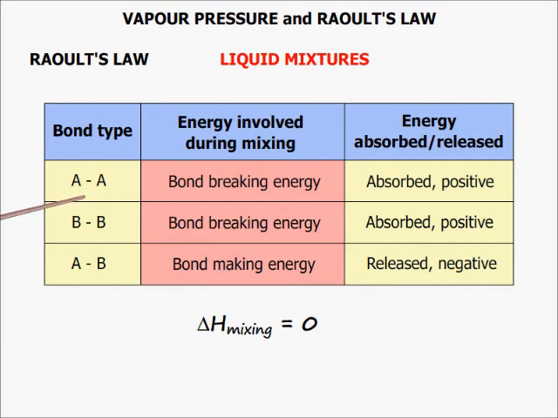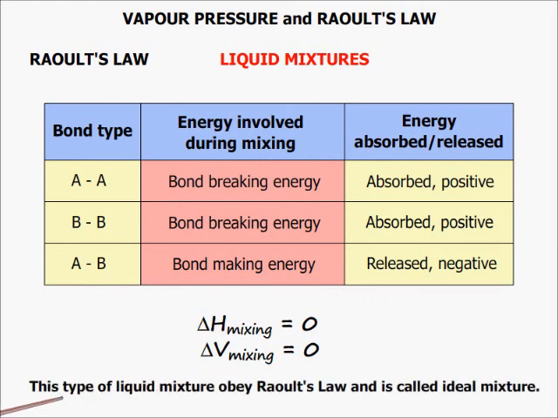The bond strengths being equal, the bond lengths will also be the same, which implies that there will be no volume change while mixing. This type of mixture will obey Raoult's law and is called an ideal mixture.